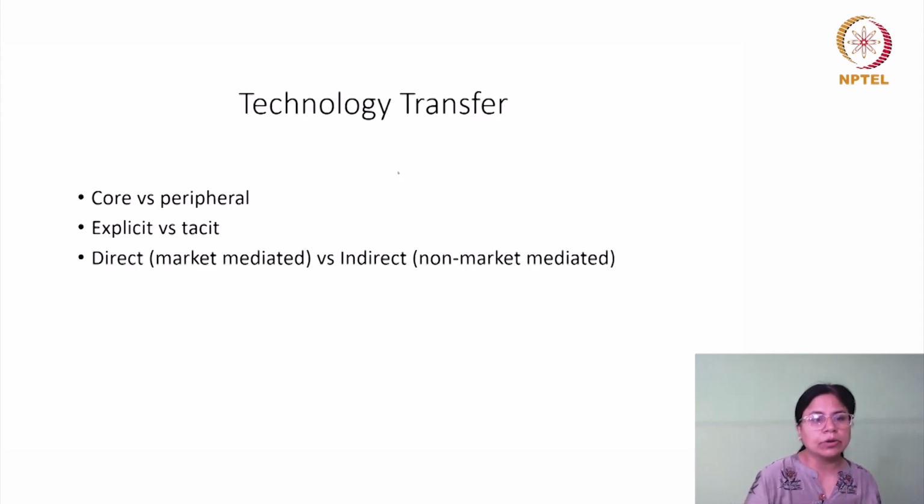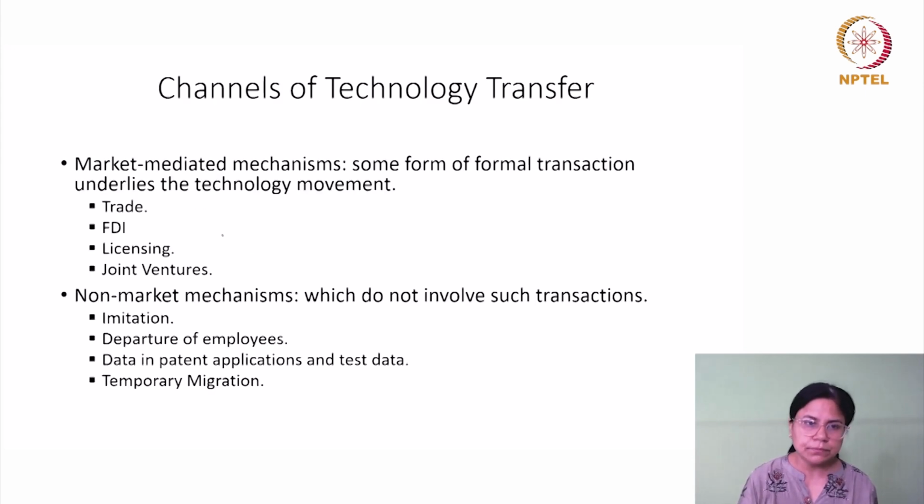So then we talk about technology transfer: core versus peripheral, explicit versus tacit, direct versus indirect. We have already discussed some of them, the core versus peripheral, explicit versus tacit. We will go forward and understand them more. So what are the different channels of technology transfer? Maskus in his paper has pointed out that there are essentially market-mediated mechanisms and non-market mechanisms.